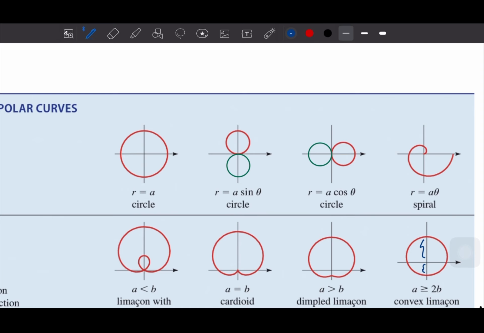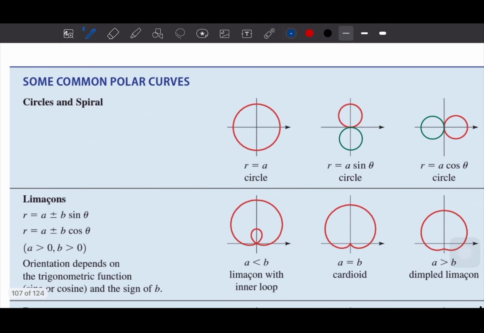And then when we have a plus or minus b sine or a plus or minus b cosine, all the curves we call limaçons. I'm not sure what the meaning of limaçon is. Maybe in Spanish, you know the exact meaning. Can you translate it literally? No? Okay. All right.